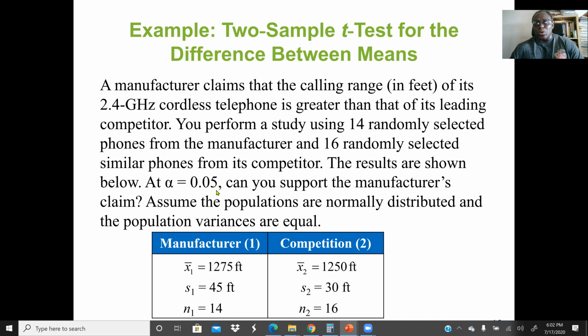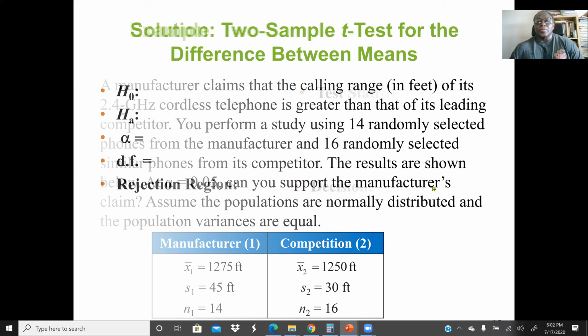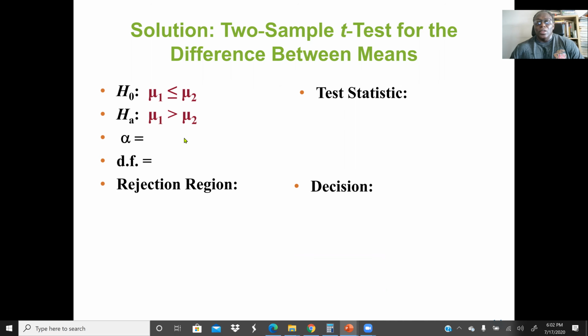At alpha equal to 0.05, can you support the manufacturer's claim, assuming the populations are normally distributed and the population variances are equal? So you should be able to again use the first formula, for the condition of equal variances, for finding the degree of freedom. We know the sample mean, the sample standard deviation, and the sample size for both. So let's state our H0. Remember, we said the first one is greater than the second one. So our H0 will be that the first is less than or equal to the second. Alpha is given to be 0.05.